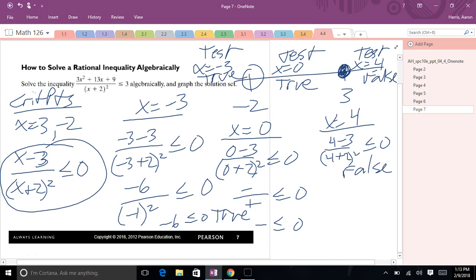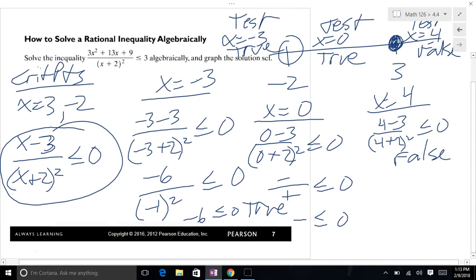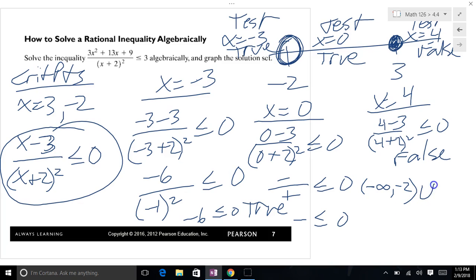So now we can write our solution set on this thing. We go from negative infinity up to the negative 2. But notice we do not include the negative 2. We have this thing open. And then union, and we're going to take off from the negative 2. Again, we cannot include the negative 2. It's all true up until 3.